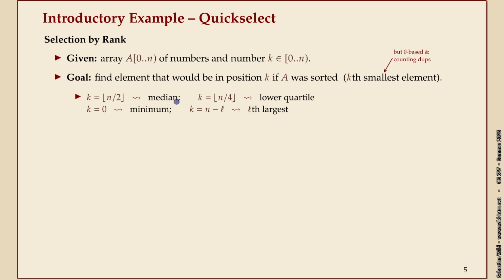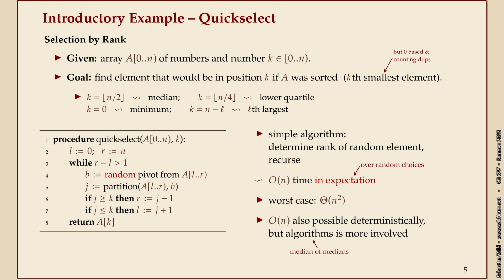The special case that we'll focus on is k equals n/2, then we're looking for the median element. So the element where half of the input is smaller and half of the input is larger. What you learned in undergrad is this QuickSelect algorithm. There are different ways to write it, but here's the one with a loop.